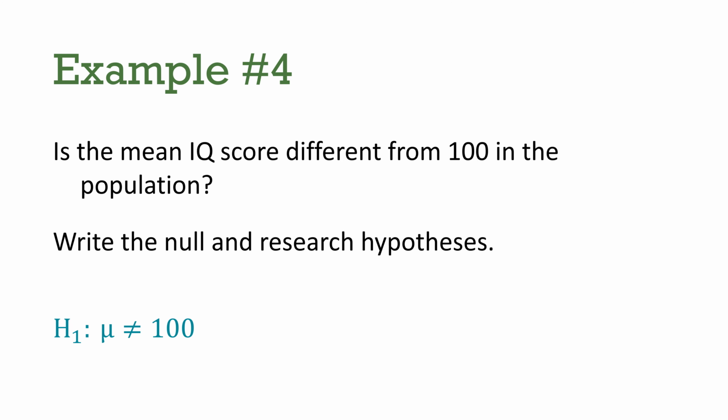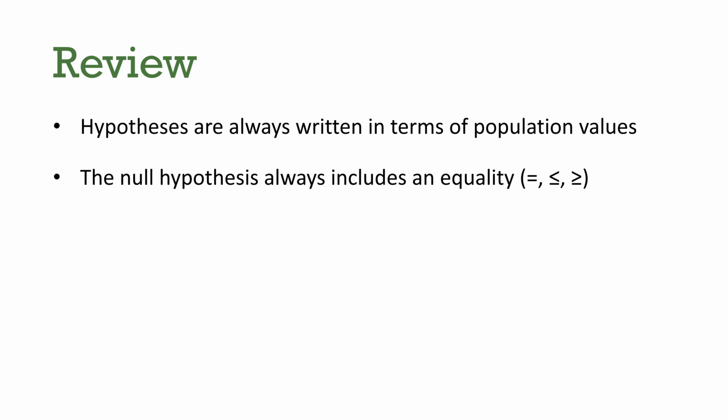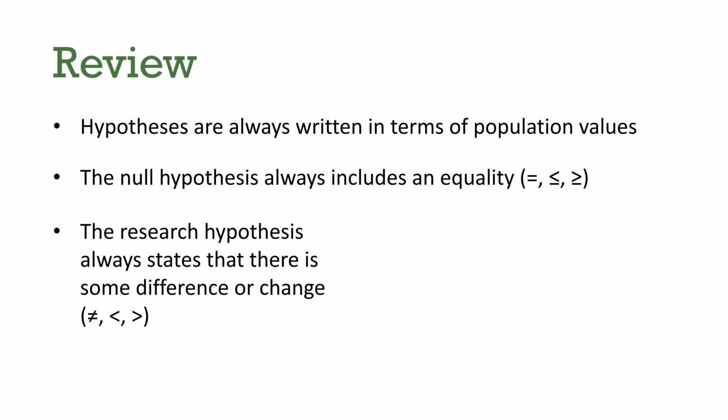Next, I'll write the null hypothesis. The null hypothesis always contains an equality, and it will always contain the same number as the research hypothesis. In this example, our null hypothesis is mu equals 100. As a quick review, hypotheses are always written in terms of population values. The null hypothesis always includes an equality, and the research hypothesis always states that there is some difference or change.